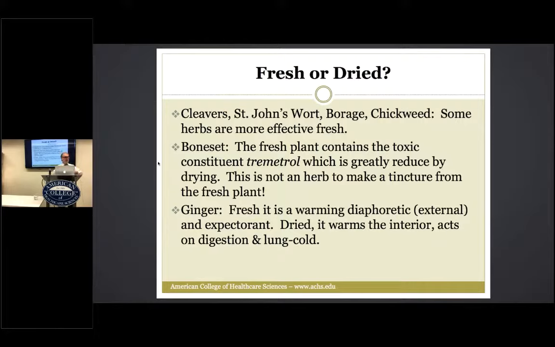Dried, it warms the interior. It gets into the internal organs. It's not a surface plant. It's used for a cold in the digestive tract or in the lungs. So I tend to use them interchangeably. I prefer fresh ginger, but if I've got dried ginger, I'll use that. I've even heard people going over to the sushi place and getting the pickled ginger.